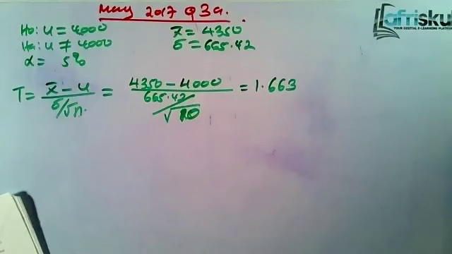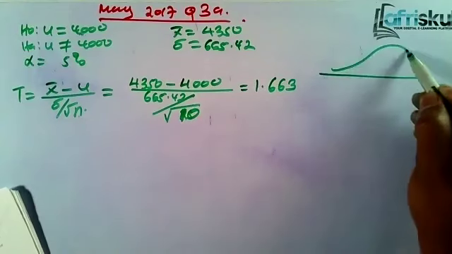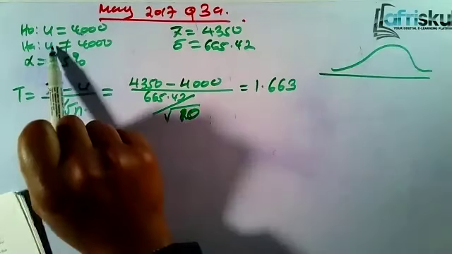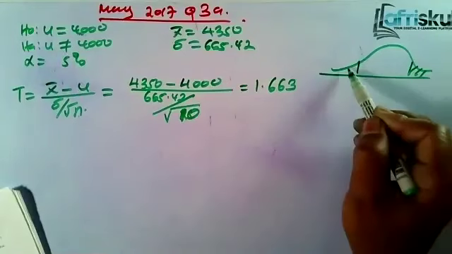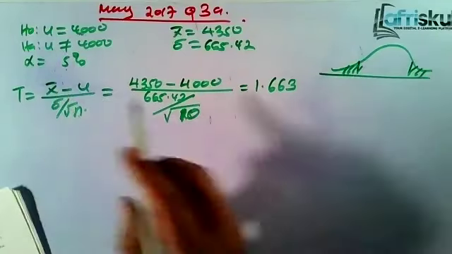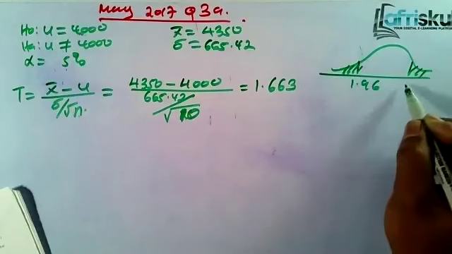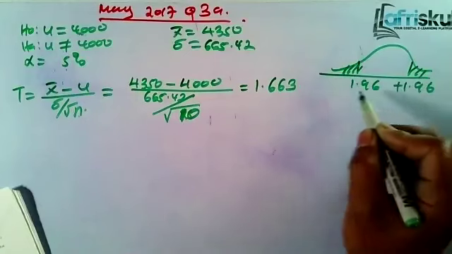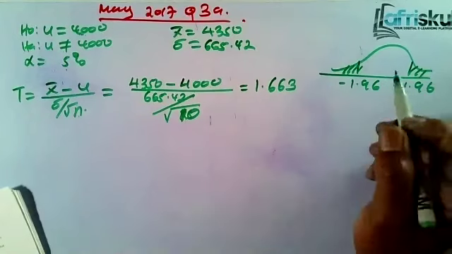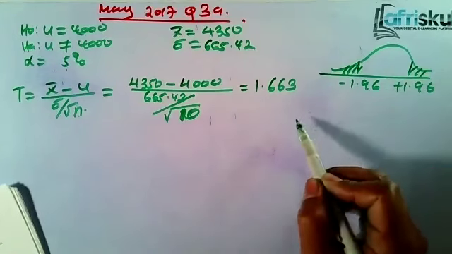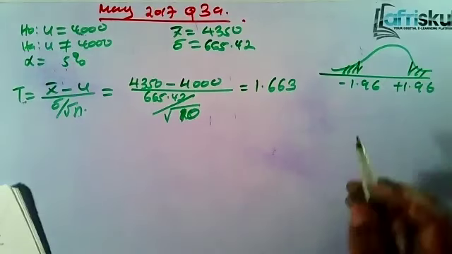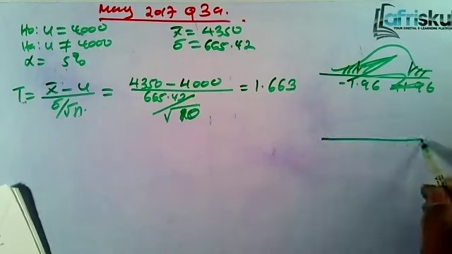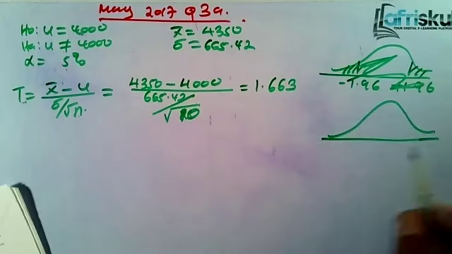Now that you have that, you have to make a decision. Should you accept, should you reject? When our alternate hypothesis is not equal to, we use a two-tail test. And we are using 5%, so this would be 1.96, positive and negative. Sorry, we are using t, not z. So ignore that. We are using the t-test.